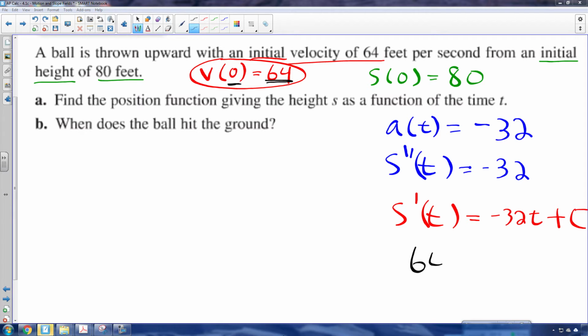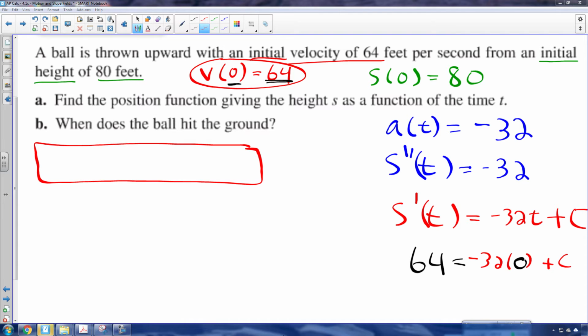So 64 is the velocity. That's equal to negative 32 times the time, which is 0, plus a constant. So the constant is 64. So I guess what I can say now is I know the velocity function entirely. I know that the velocity is equal to negative 32t plus the constant, which was 64 in this case. So plus 64. I want to note that saying v of t is the same exact thing as saying s prime of t. These are the same thing. I can write either of those.